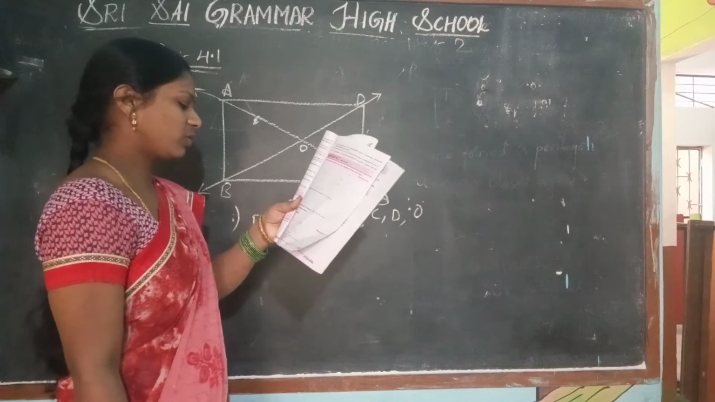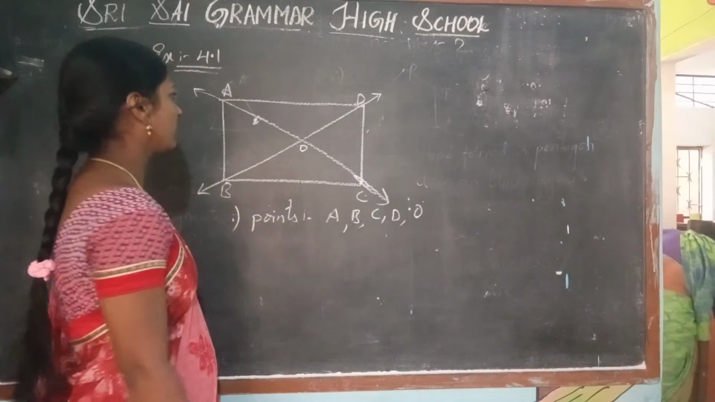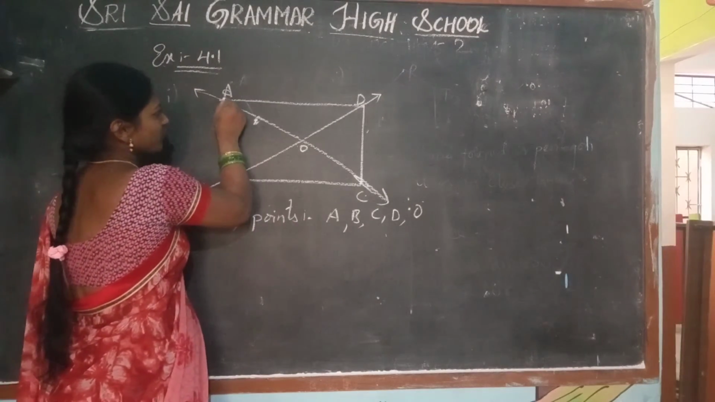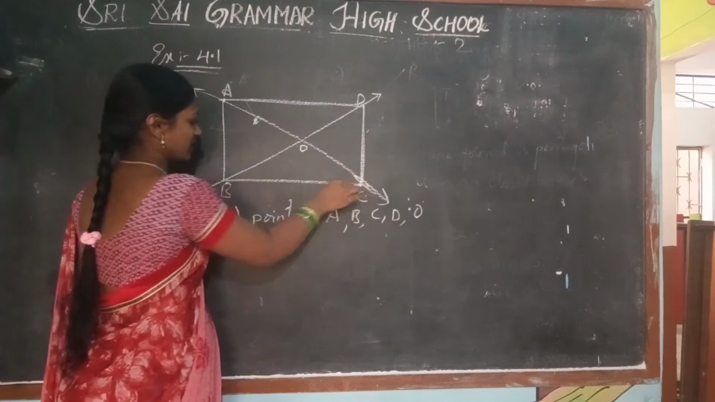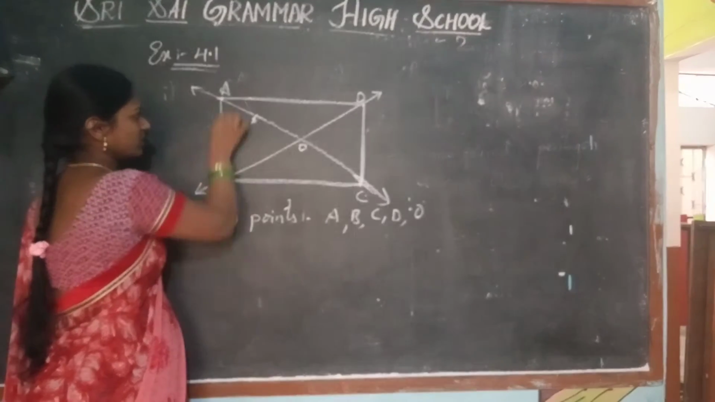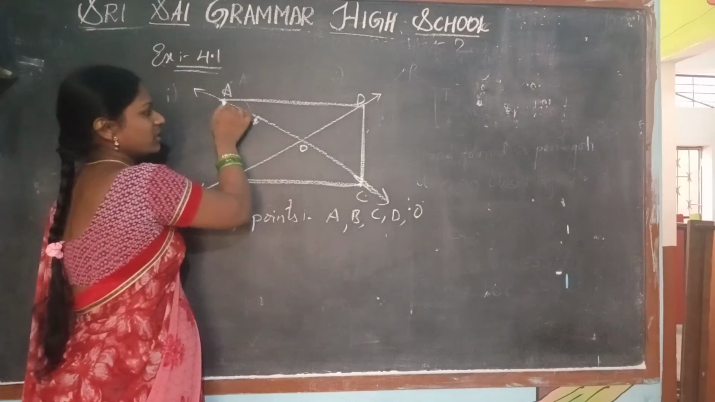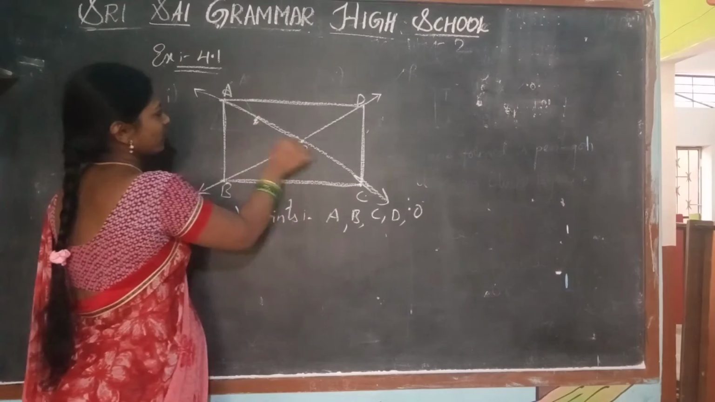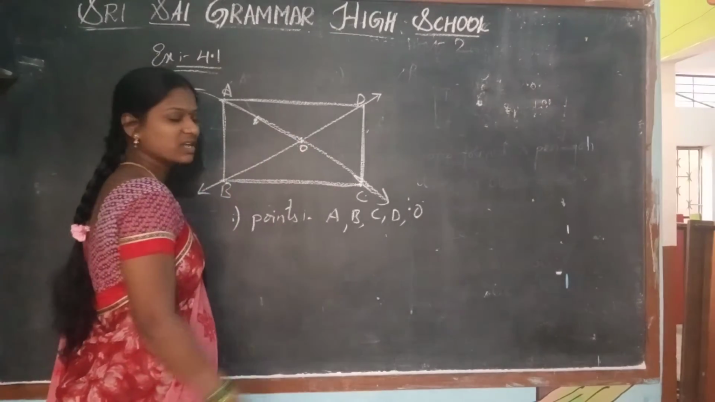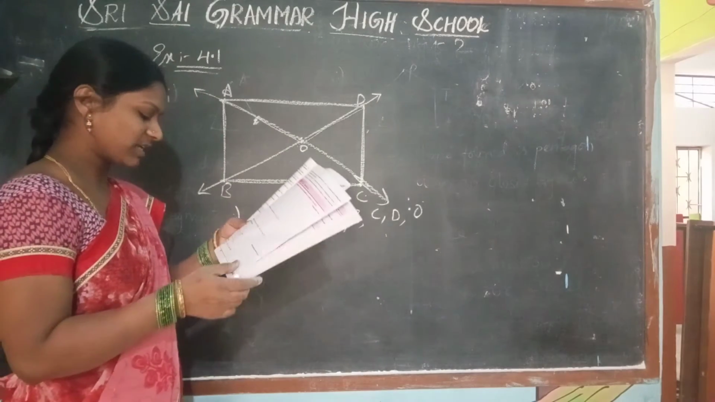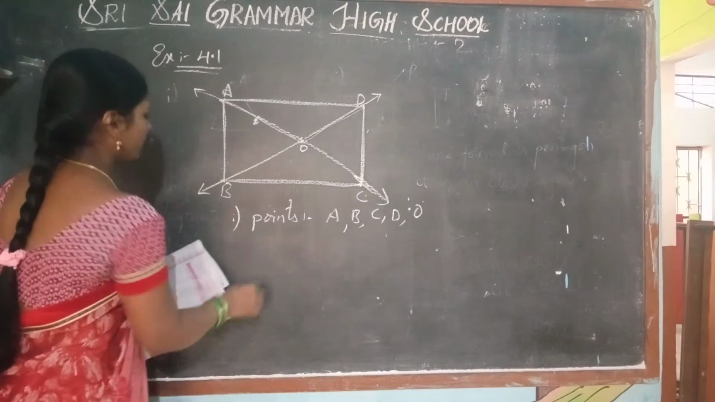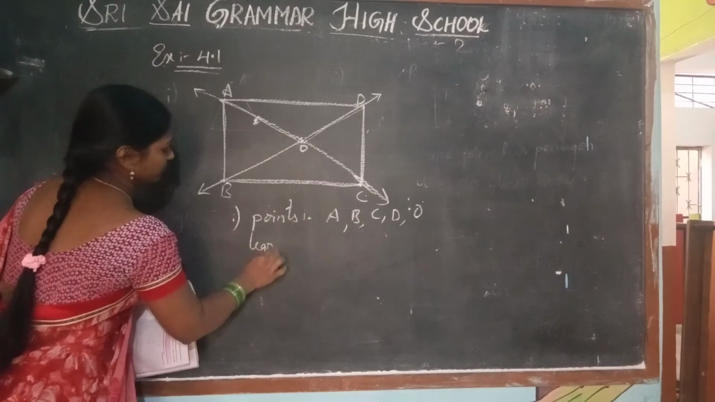Now any 5 line segments. A to D is one line segment, D to A is one line segment, C to B is one line segment, C to B is one line segment. Here this is also one line segment, A to O. A to O and O to D. Any line segments we have to show.